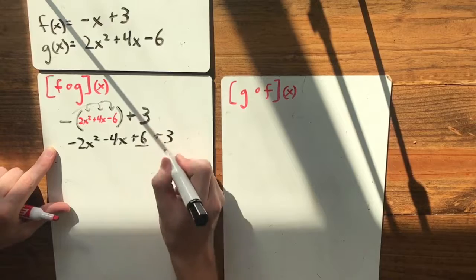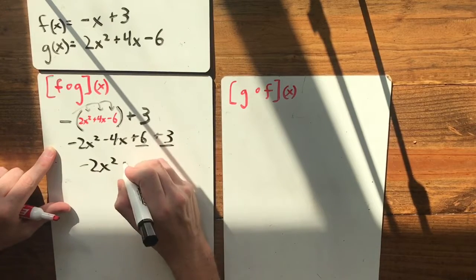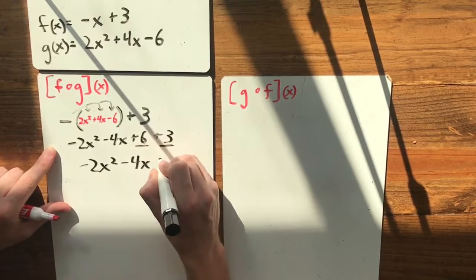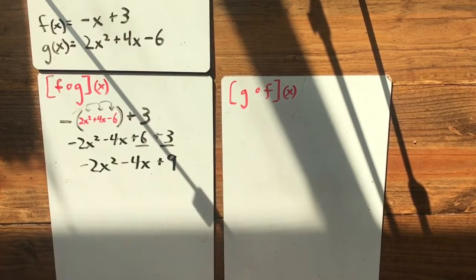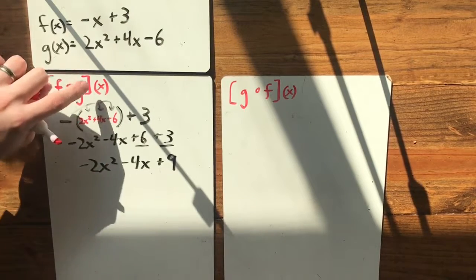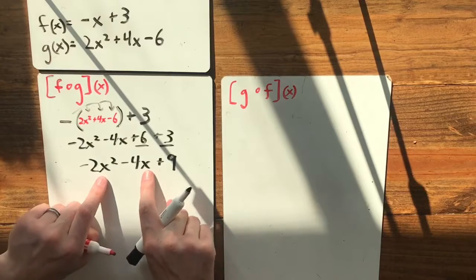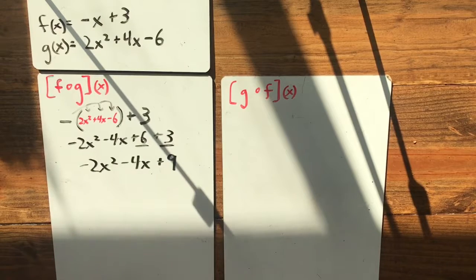Now I combine like terms. 6 plus 3 gives me 9. So I have negative 2x squared minus 4x plus 9. And it's completely simplified, so I've now found f composed of g of x. Notice it says of x, and I still have x's in my expression. So I found that function composition.